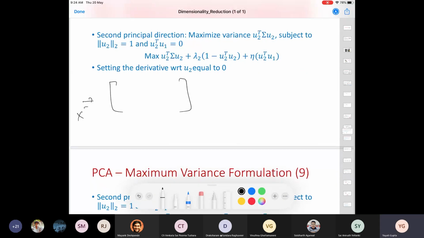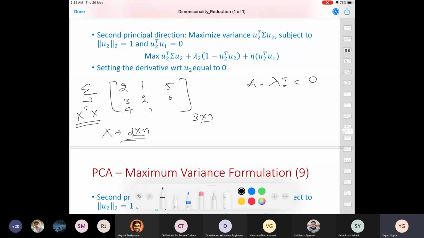So let's say this is our X transpose X, where X is your original data set with the dimension D cross N. And this is our matrix, sigma. Let me substitute some values in it. Do you remember how to compute eigenvectors and eigenvalues from a matrix? A minus lambda equals 0. So if this is, let's say, a 3 cross 3 matrix, let me take some values: 2, 3, 4, 1, 2, 1, 5, 6, 7.